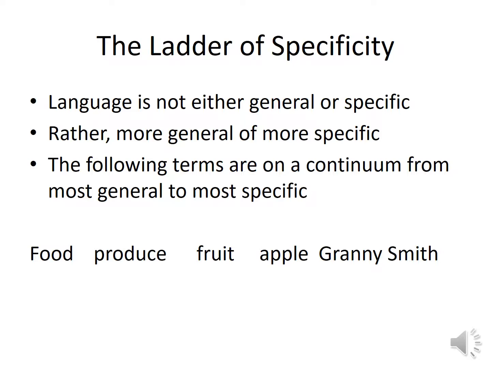Take a look at these terms: food, produce, fruit, apple, and Granny Smith. You'll notice that they form a continuum, with the most general term of all, food, on the left. Then there's produce, which is one kind of food, and is therefore more specific than food. But fruit is more specific than produce because there are several kinds of produce besides fruit. More specific than that is apple, it's one kind of fruit. And finally, Granny Smith is the most specific of all. It's one kind of apple.